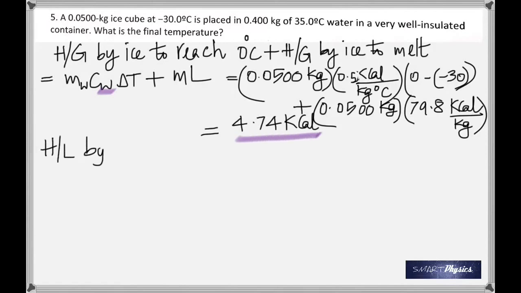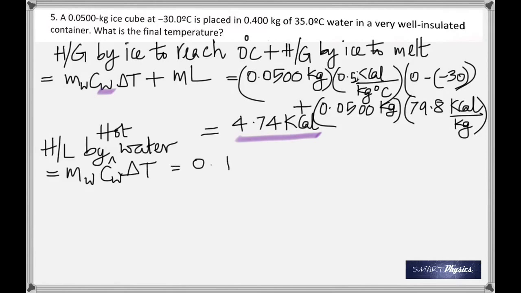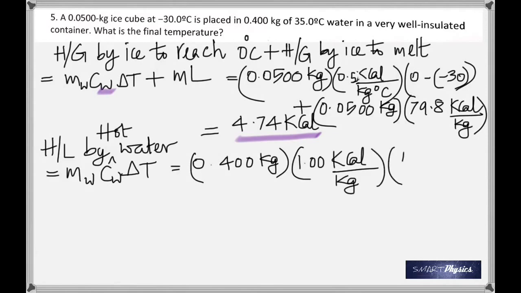And now after all the ice is melted, you have water, right? So now you have water at 0 degrees Celsius and you have hot water at 35 degrees Celsius. So now you're mixing water with water. So heat lost by hot water is equal to the mass of water, which is 0.4 times the specific heat of water times the change in temperature.